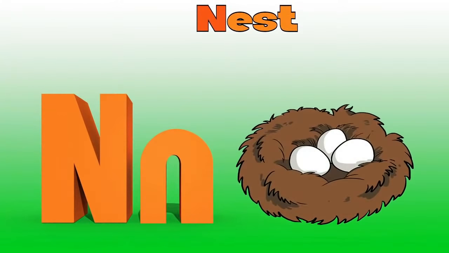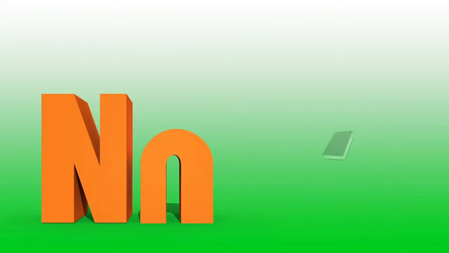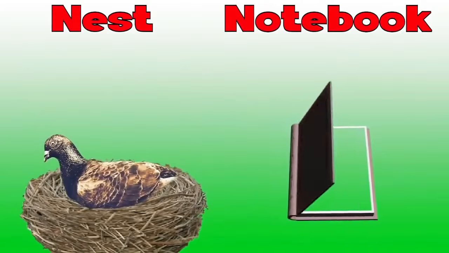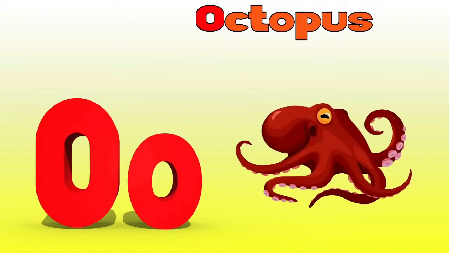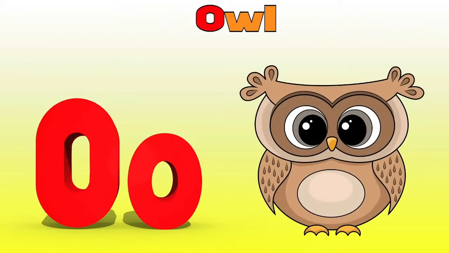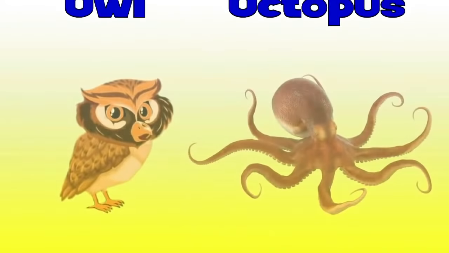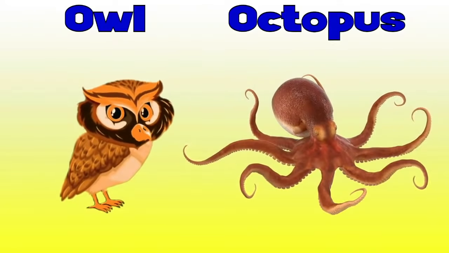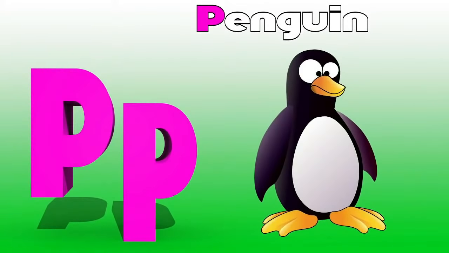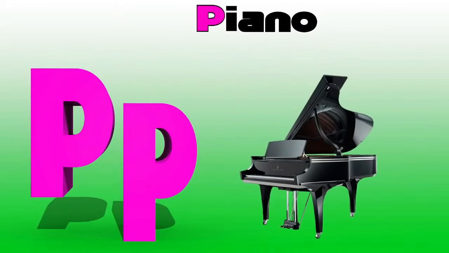N for nest. N for notebook. O for octopus. O for owl. P for penguin. P for piano.